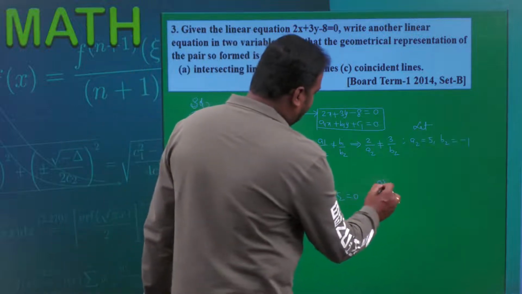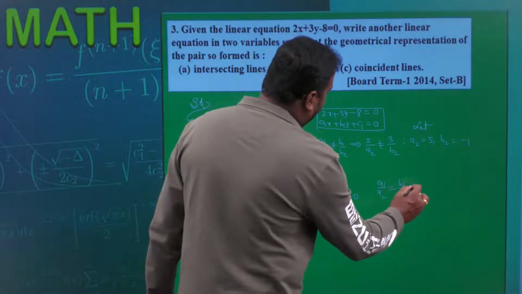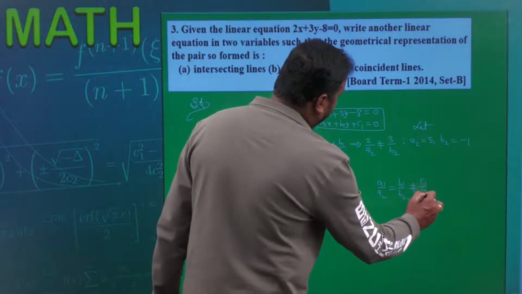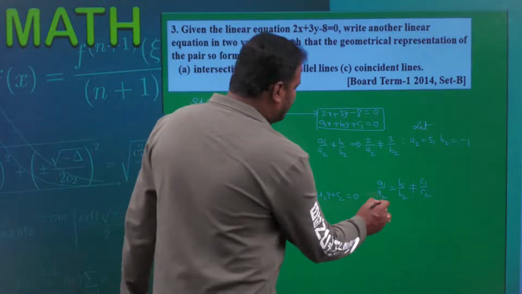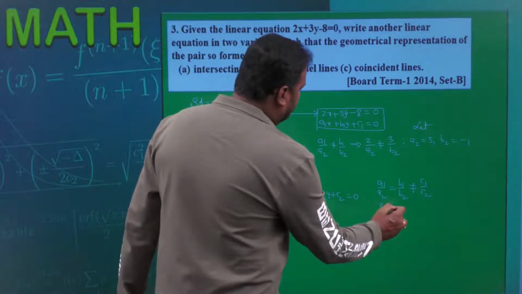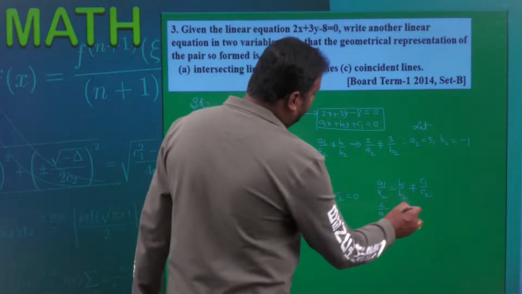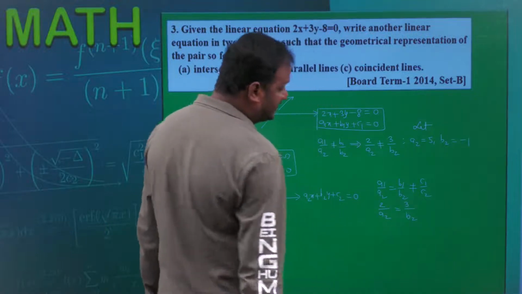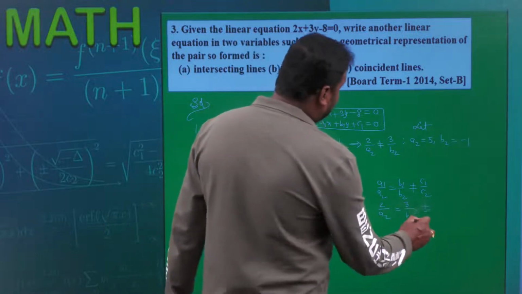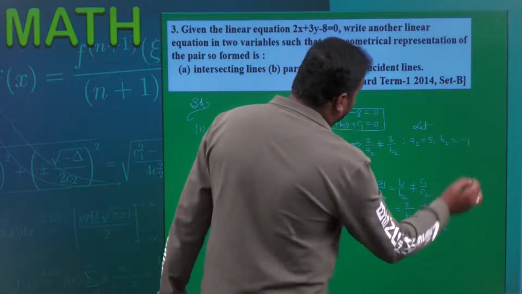Since they are parallel, a1 by a2 equals b1 by b2 but not equal to c1 by c2. I will just write the values here. a1 is of course 2 divided by a2, we do not know, equals b1 by b2. b1 is equal to what? 3 divided by b2, of course here also we do not know what is b2, but not equal to c1 by c2. c1 is equal to minus 8 divided by c2.